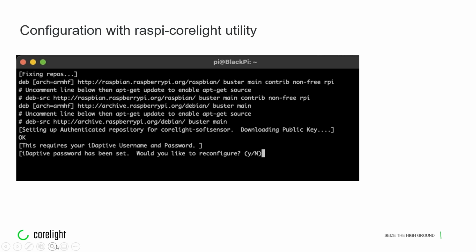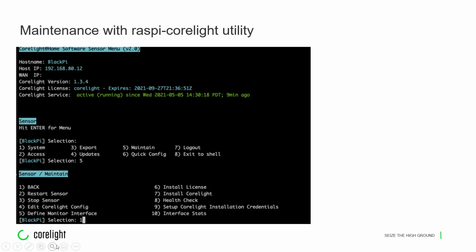I mentioned before that we have the adaptive portal. That is also where you will get the public key for installing the software itself. So when you sign up for the adaptive portal, keep track of those credentials. You have to put them in when you are installing the software. And there are a variety of other tools that are available with the Raspberry Corelight utility.